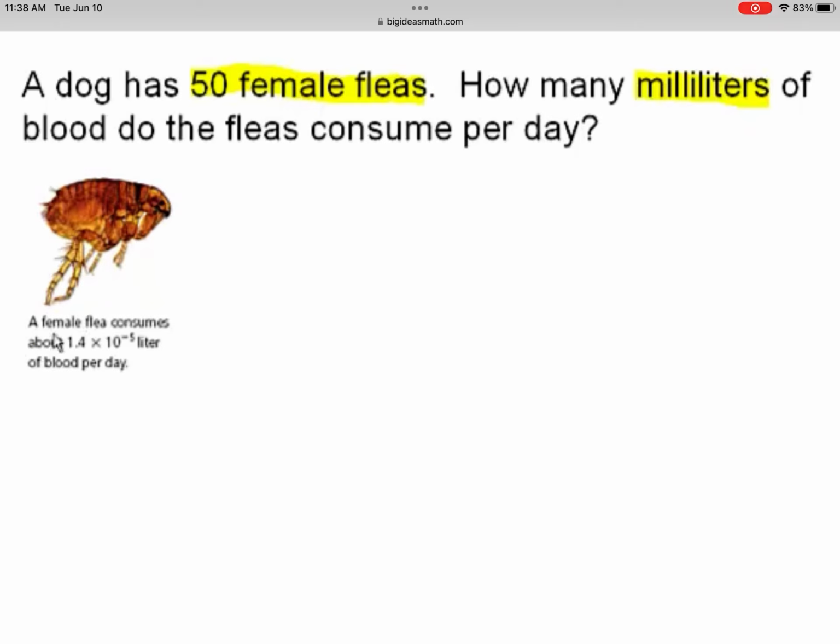It tells us a female flea consumes about 1.4 times 10 to the negative 5th power liter of blood per day. So this number in scientific notation represents the liters of blood consumed by one flea. We can multiply it by 50 to find how much blood is consumed by all 50 fleas. So here's an expression for the number of liters of blood consumed by 50 fleas in a day. To evaluate the expression, we can start by taking the first number in scientific notation and writing it in standard form. Start by writing the first factor, and move the decimal point 5 places to the left and write zeros as placeholders.